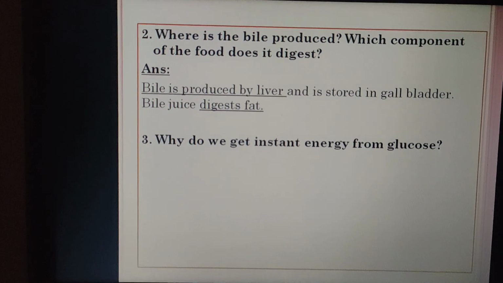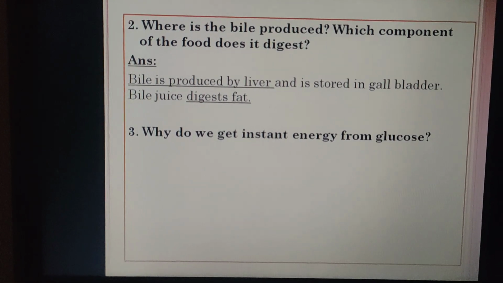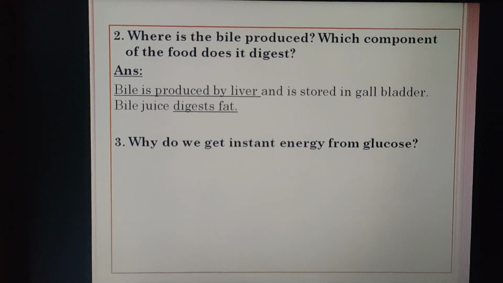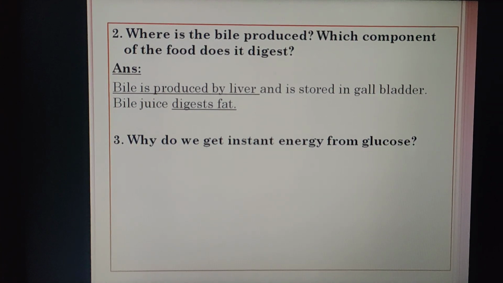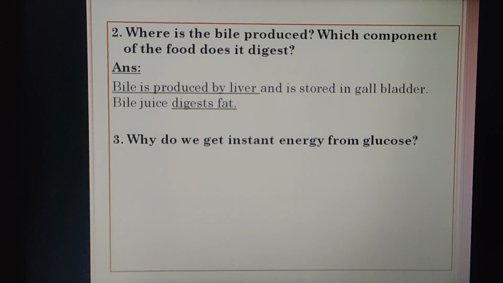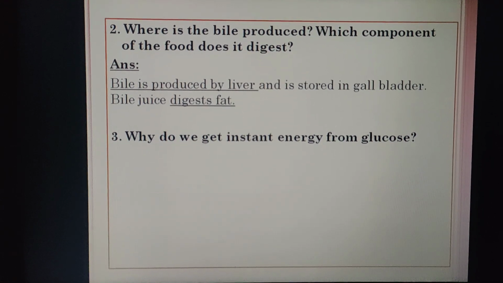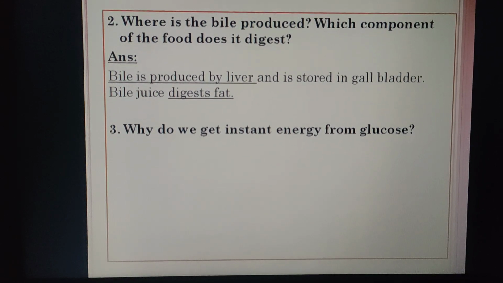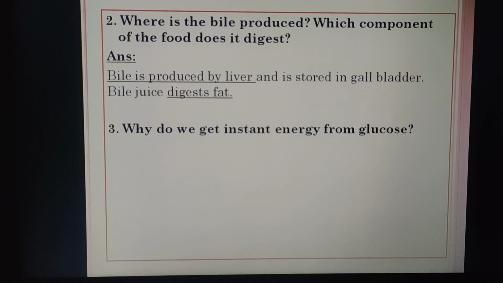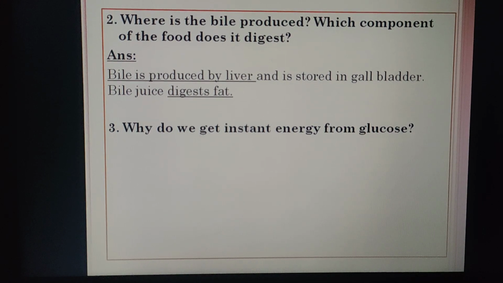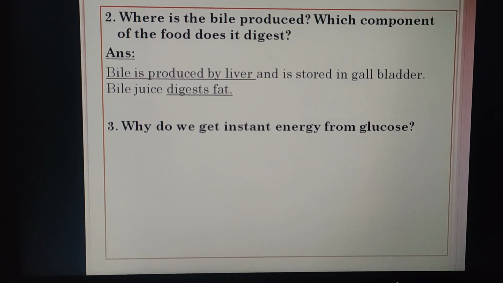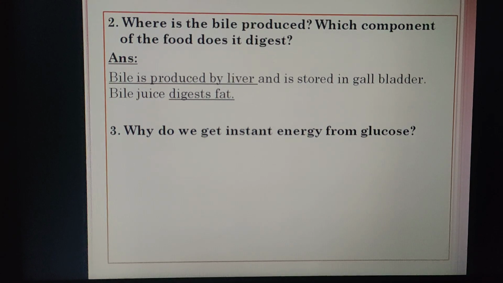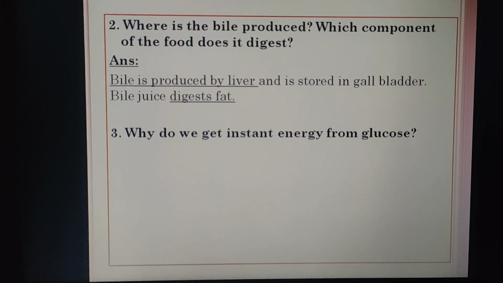Why do we get instant energy from glucose? Sometimes you feel tired or fatigued, or sometimes you become unconscious. So at that time, people used to give you chocolate or sugar or direct Glucon-D powder. Okay, so what is the reason behind that? The reason is very simple: glucose is the simplest form of carbohydrate. So it is simpler in nature, so there is no need of any digestion, because it is already available in a simpler form, not in complex form.